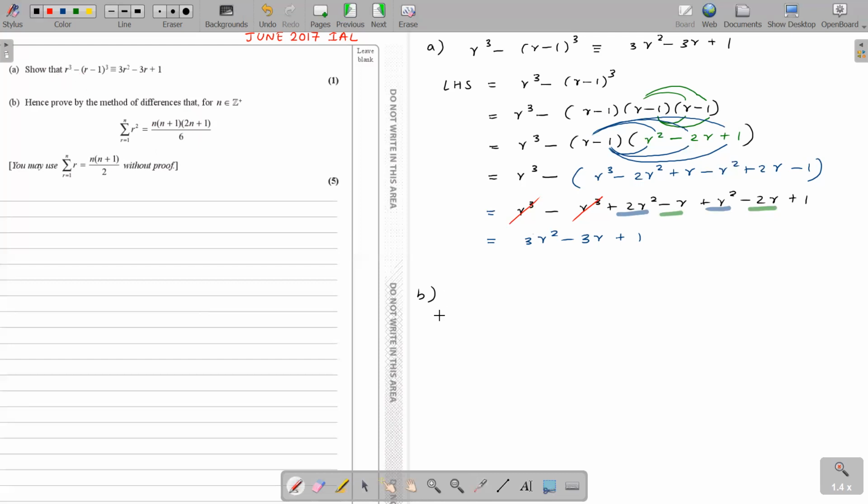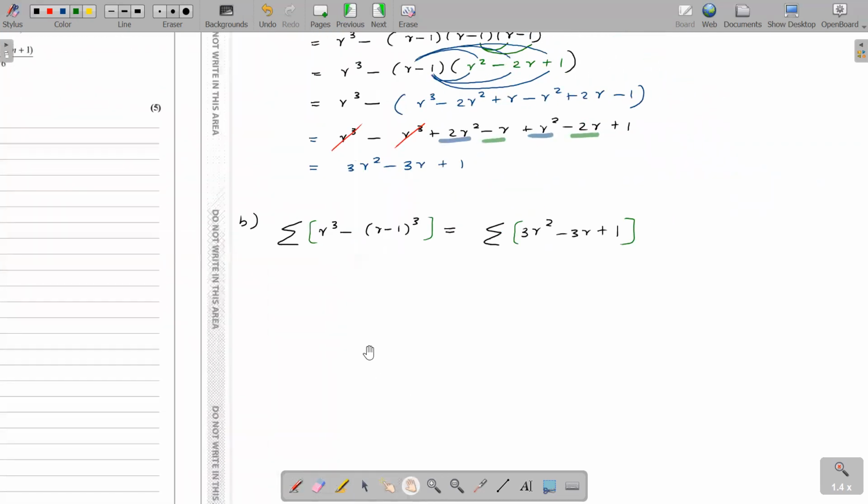So basically all you have to do for part B is take the summation of the part A answer. What do I mean by that? R cube minus (r minus 1) cube. Take the summation of both sides. 3r square minus 3r plus 1. Take the summation of both sides. Are you with me?